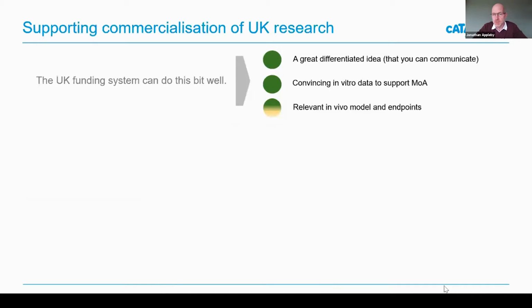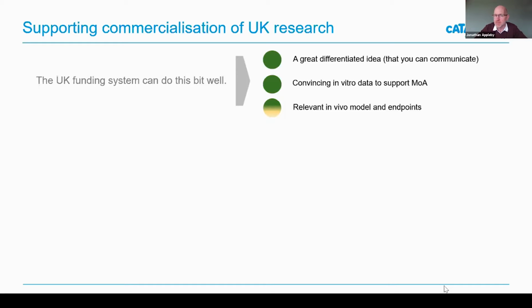So now I just want to finish the presentation on a single slide which talks about our growing, changing strategy to support commercialization of research in the UK. What we're finding and increasingly recognizing is that there's a pretty decent funding system in the UK to help academics that have got good differentiated ideas, to test them in vitro models to demonstrate that the mechanism of action is there, maybe develop some biomarkers, maybe test them in vivo models.